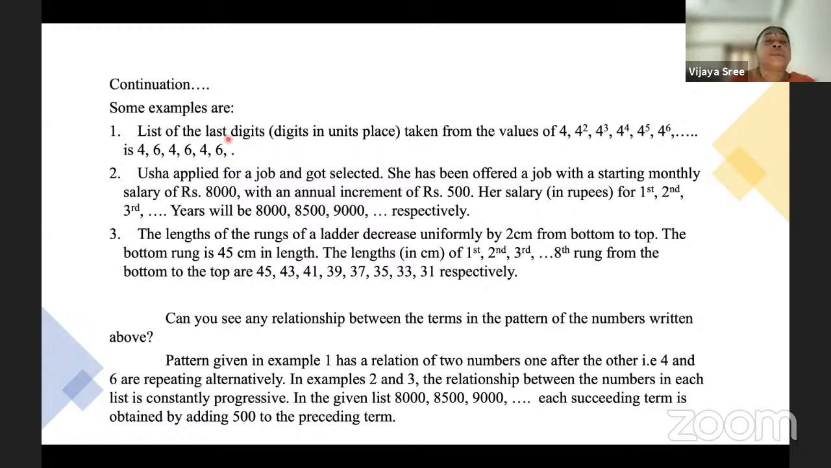Some examples. A list of the last digits, that is, digits in the units place, taken from the values 4, 4 square, 4 cube, 4 to the power 4, 4 to the power 5, is 4, 6, 4, 6, 4, 6, and so on. So here, the list of last digits. What is the first one? 4, right? The last digit is 4 only. Next, 4 square, that is 4 into 4, that is 16. The units place is 6. Next, 4 cube, that is 4 into 4 into 4. 4 fours are 16, 16 fours are 64. What is the units place digit? It is 4.